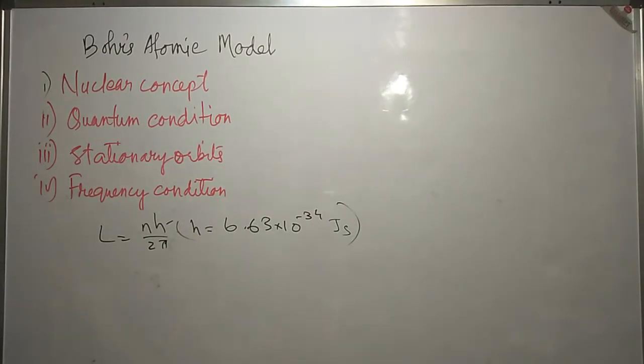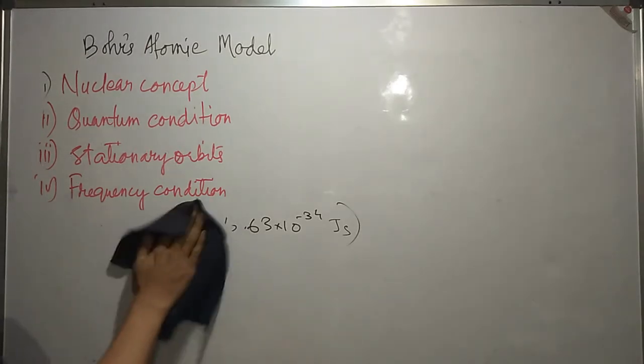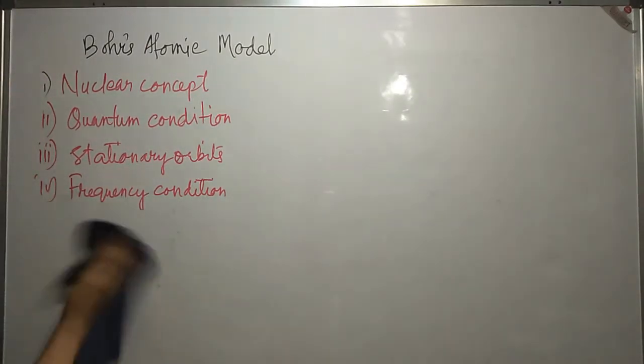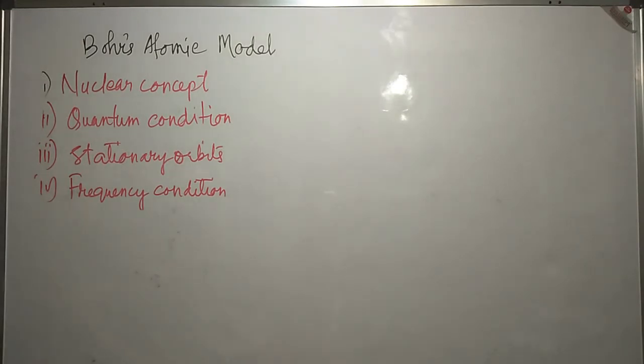Now the third one is the stationary condition. In those energy levels or orbits wherever the electrons are allowed to revolve, as long as the electrons are in their respective orbits, they will not radiate any energy. That is the stationary orbits. The fourth one is the frequency condition.